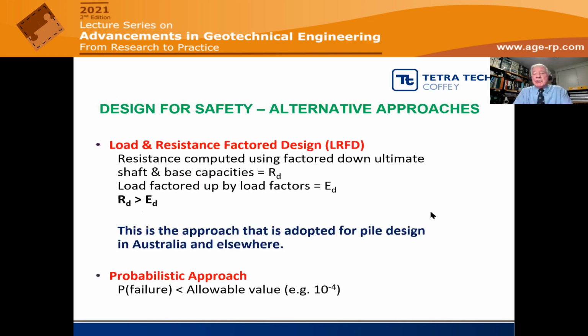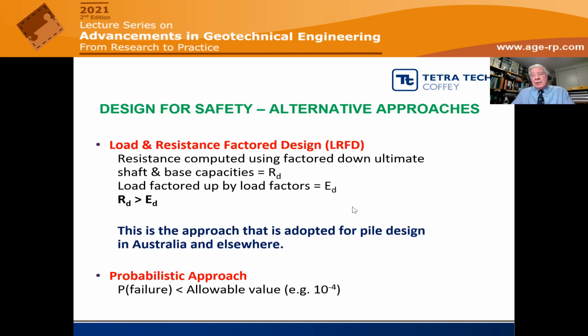There is another approach which we use here in Australia, and I think is now becoming increasingly used around the world, and that's what is known as the load and resistance factor design approach. What we do here is factor up the loads by load factors, and factor down our calculated ultimate capacities of the foundation, the shaft and the base of the piles, and we try to make sure that the factored down resistance is equal to or greater than the factored up loads. That's an approach that we use for pile and foundation design in Australia and many other cases.